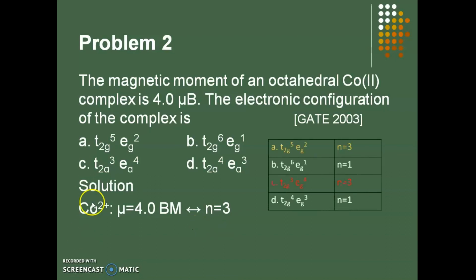Then we have to work out the number of unpaired electrons in each case. So in the first case, the number of unpaired electrons is 3. The second case, it is 1. And in the third case, again it is 3. And in the fourth case, it is 1. Now there are two cases. Then how can I arrive at the answer? Now the C configuration is not at all possible, because t2g3 eg4 is possible only maybe in the excited state, right? So we have to leave that option, and so we have to go with option A. So the answer is A.